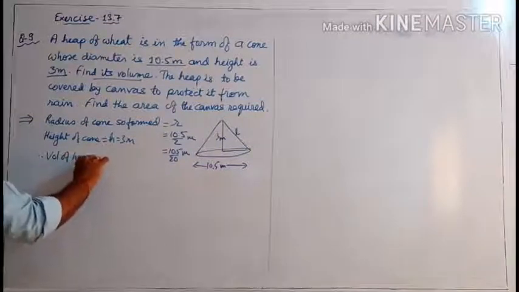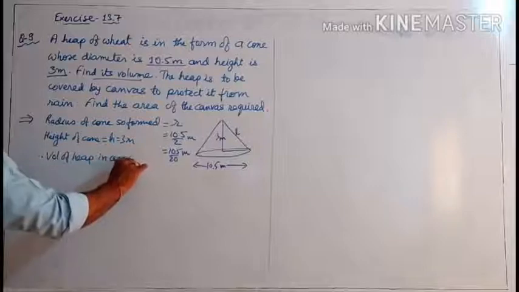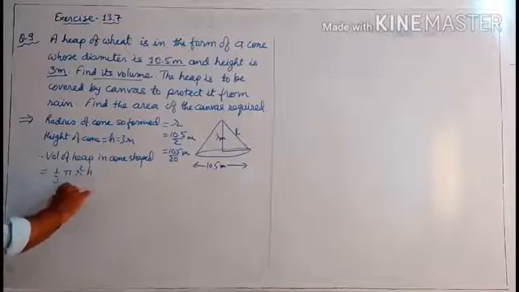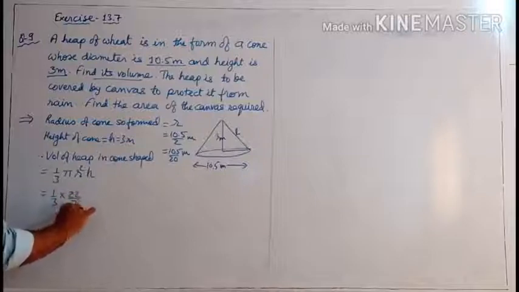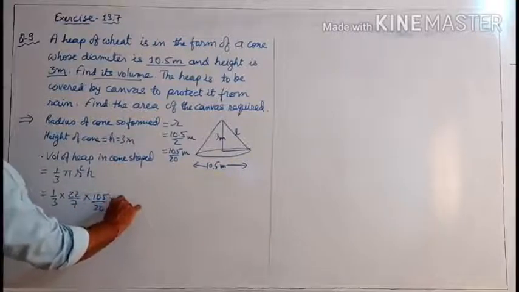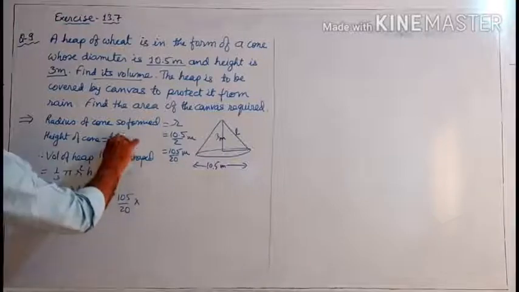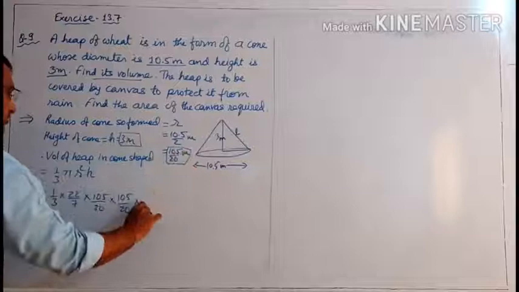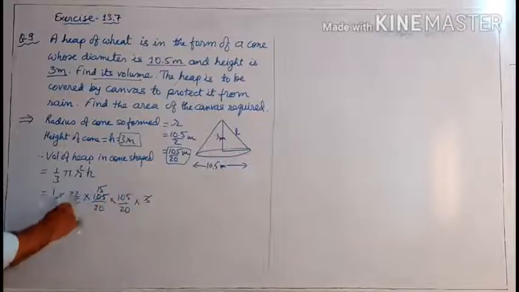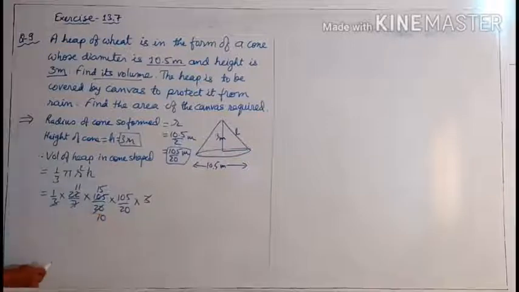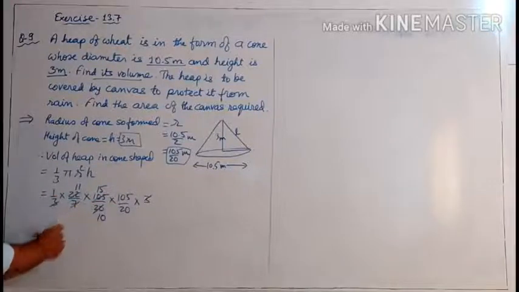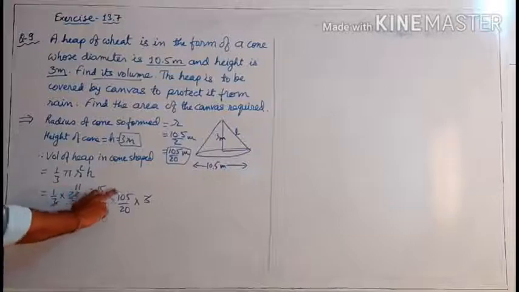Volume of the heap in cone shape is equal to 1/3 pi r square h. So 1/3 multiplied by 22/7 multiplied by the radius square, 10.5 by 2 whole square, and the height is 3 meter. Now cut the common factors: 7 and 105 cancel, 3 and 3 cancel, 11 and 2 cancel, and so on. Now we multiply 11 into 15 into 105, and in the denominator 20 into 10.